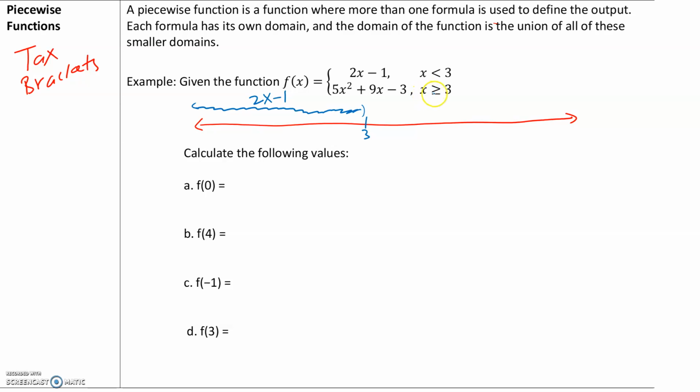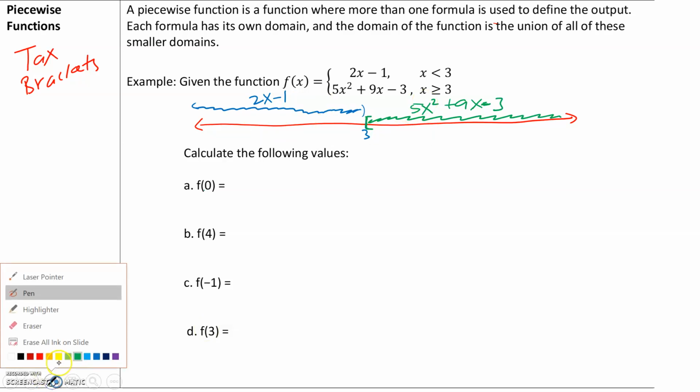Now, if x is greater than or equal to 3, we're going to use 5x squared plus 9x minus 3 in order to find the output. So let me indicate that on the number line. Greater than or equal to means I'm going to have a bracket, and when x is greater than or equal to 3, I'm going to use the function 5x squared plus 9x minus 3. Setting the number line up this way is very helpful, because when we start evaluating the function at various inputs or x values, we can clearly see based on the number line which function to use.